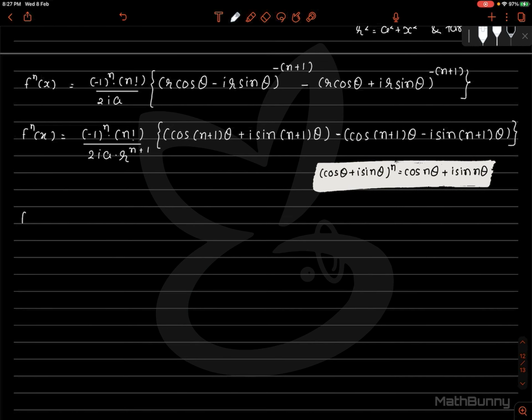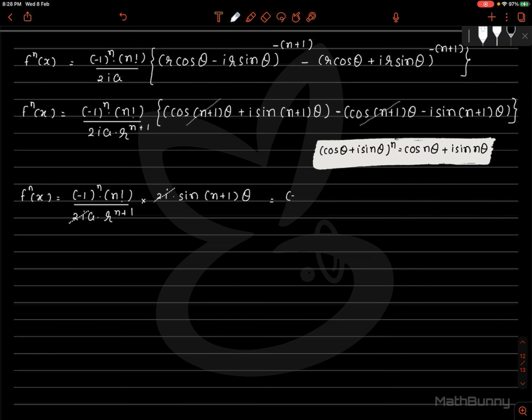So the next step would be f raised to n of x is equal to minus 1 raised to n into n factorial upon 2ia into r raised to n plus 1. You can see here these two terms will get 0 out, and the remaining terms would be this and this. It would be 2i into sin n plus 1 theta. You can cancel out this 2i, so it would be equal to minus 1 raised to n into n factorial into sin n plus 1 theta upon a into r raised to n plus 1.